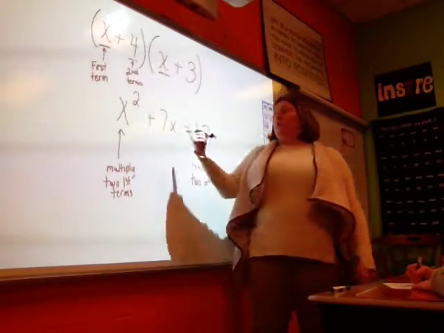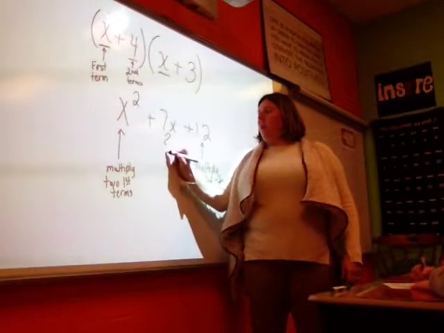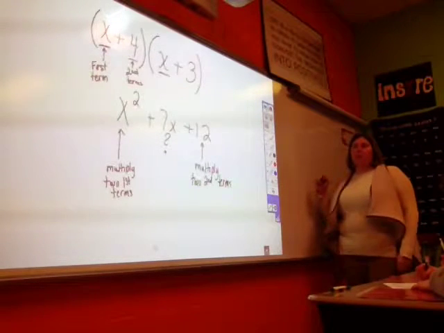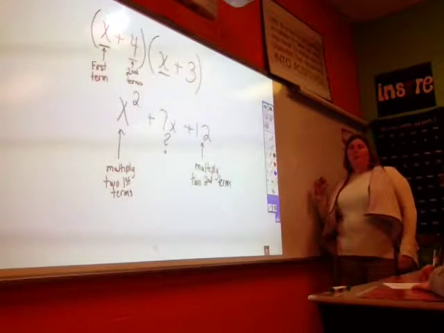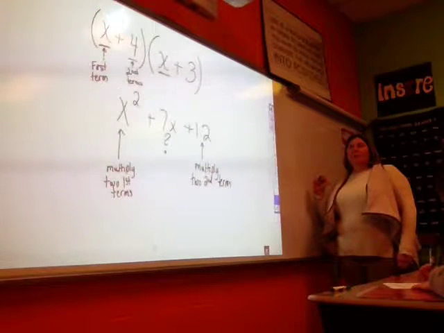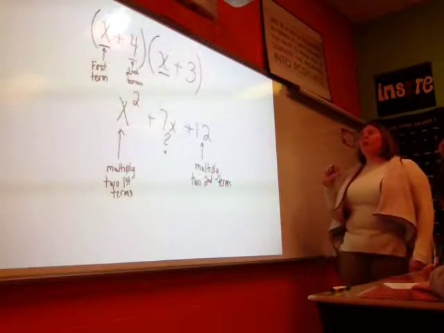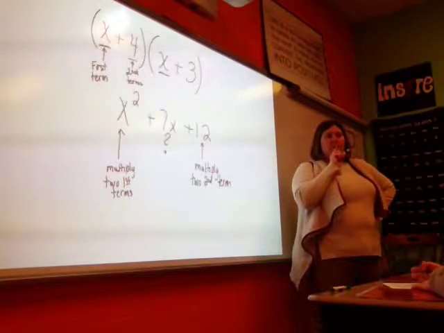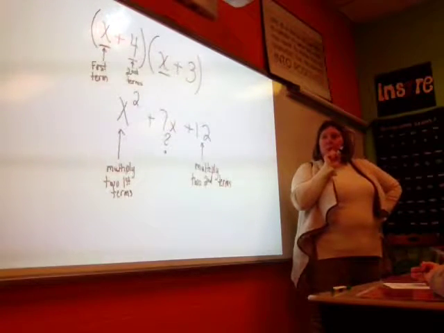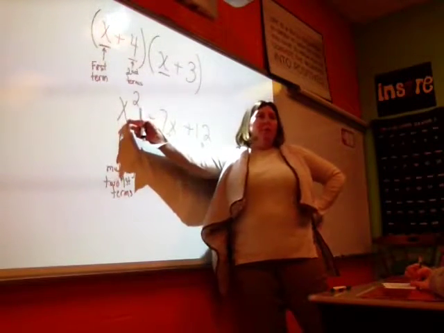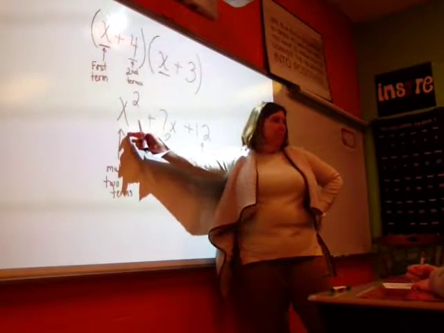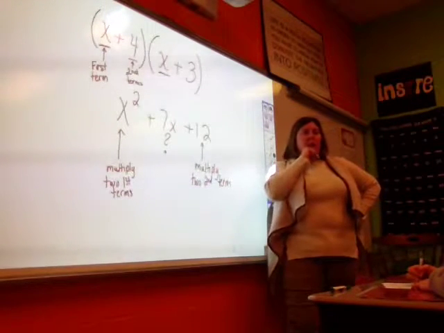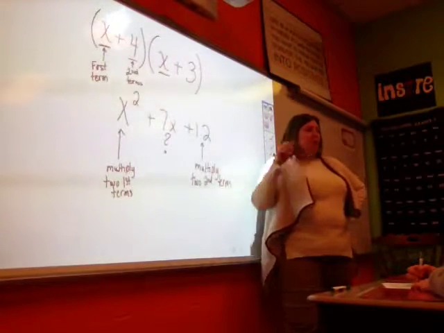How did we get our middle term? That's the question of the day. How did we get that term? Lala: You multiply the first term by the second term, and then the second term by the first term, and then you added those together. Okay, so what would you say that that is? This is the product of the first two terms. Everybody agree? This is the product of the last two terms.